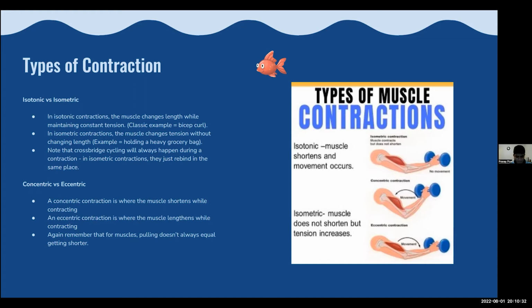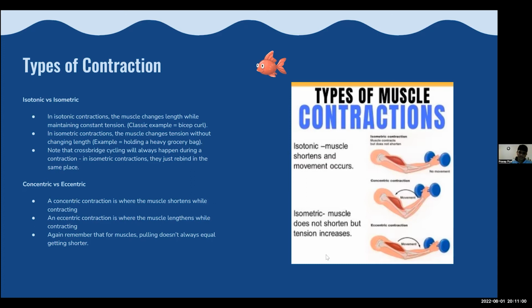So basic examples of concentric is, again, a bicep curl, because you do this motion and your bicep is going to curl up and become shorter. And eccentric, maybe like a tricep extension. You go from here downwards and you can feel the muscle lengthen. Now, the last one is basically a good example for when the muscle is not shortened but tension increases.